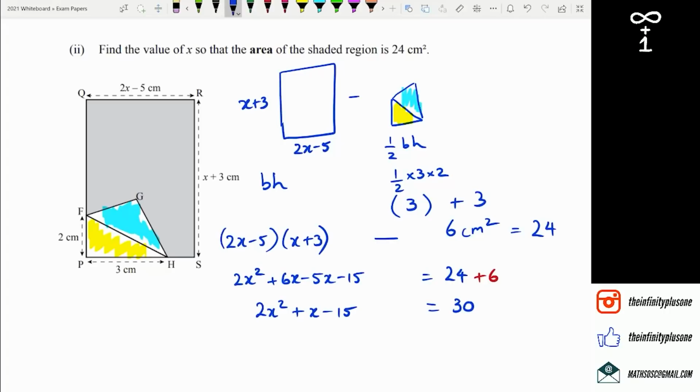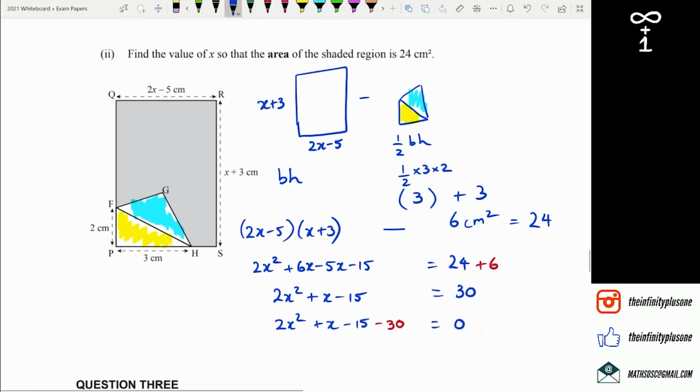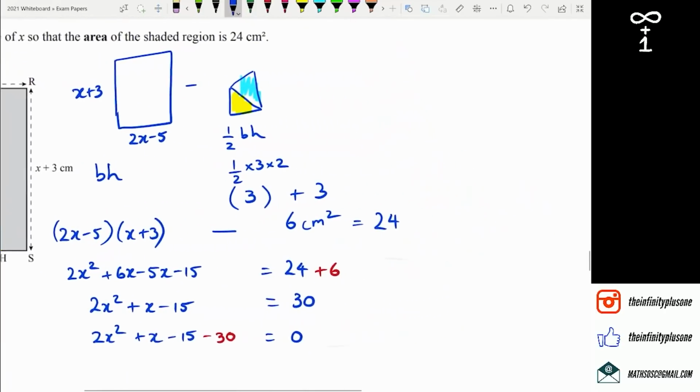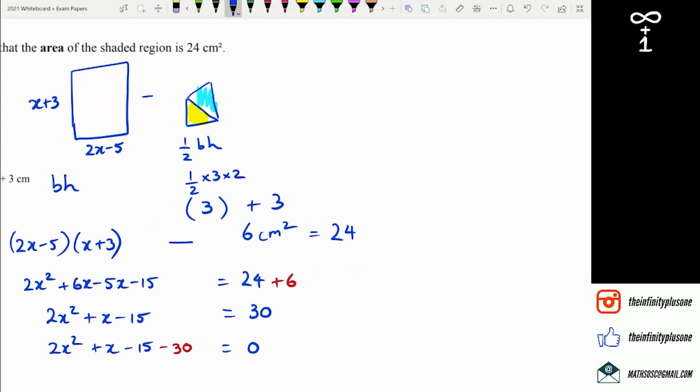Now we've got to bring the 30 to the left-hand side to make it a nice quadratic equal to 0. So we've got 2x squared plus x minus 15 minus 30, and that's equal to 0. So we end up getting 2x squared plus x minus 45 is equal to 0.